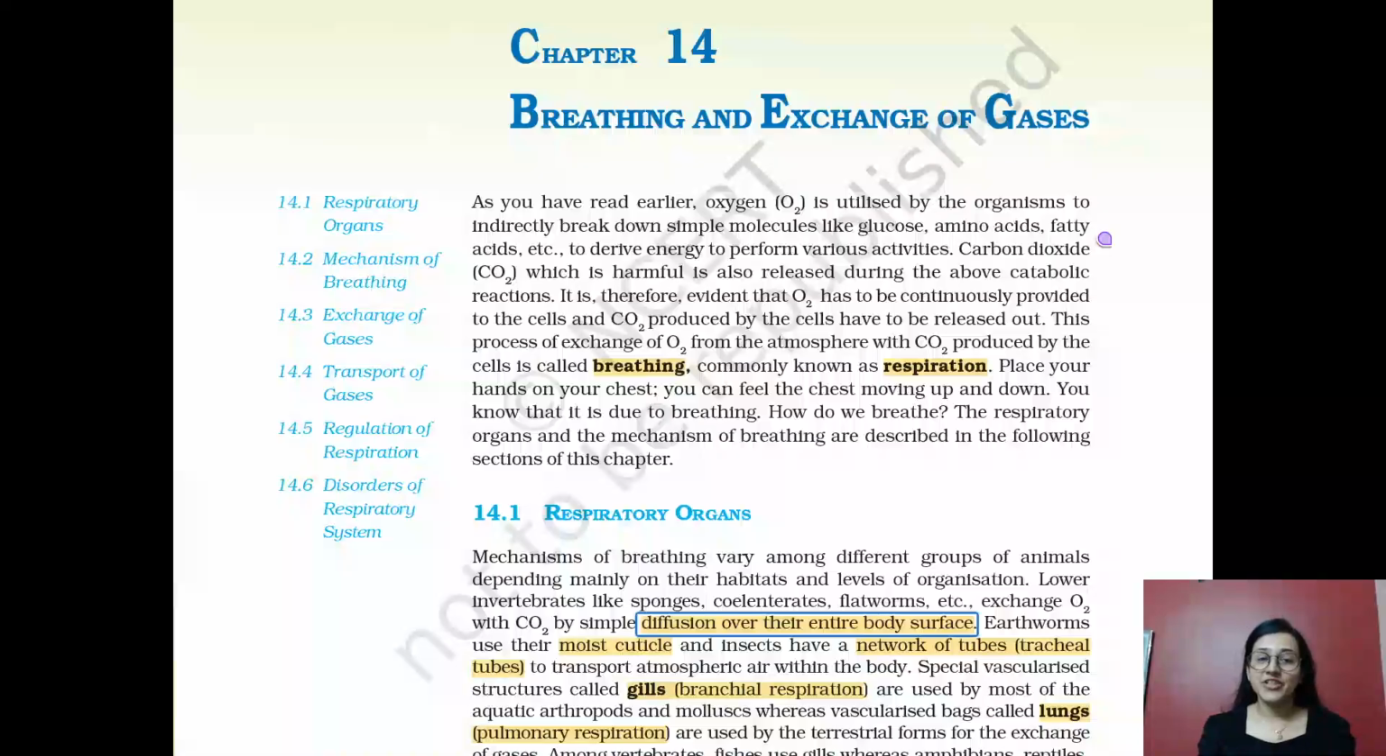Today we are going to learn about breathing and exchange of gases, which is the 14th chapter of NCERT Biology Class 11. Let's start.